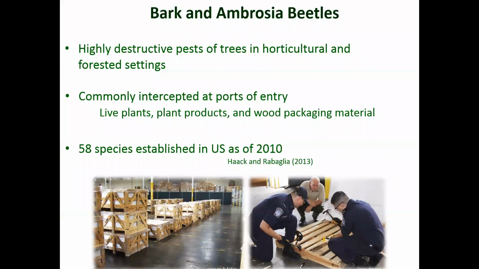So basically, bark and ambrosia beetles are among the most destructive pests of trees in horticultural and forested landscapes. They are commonly intercepted at ports of entry because of their wood-boring behavior, and that can involve live plant material, plant products, and wood packaging material. As of 2010, there are 58 species of bark and ambrosia beetles that are established in the United States.